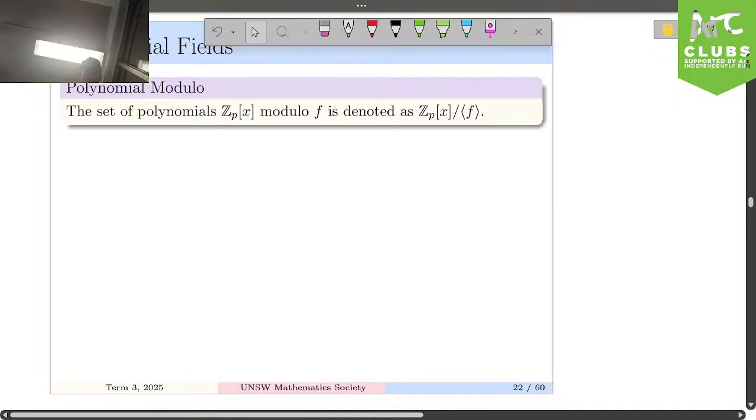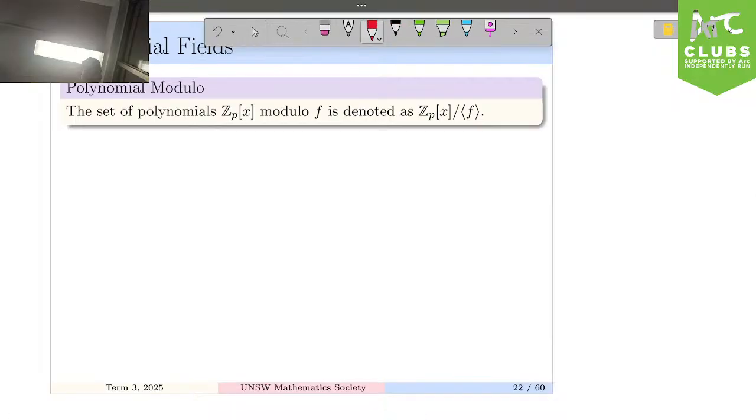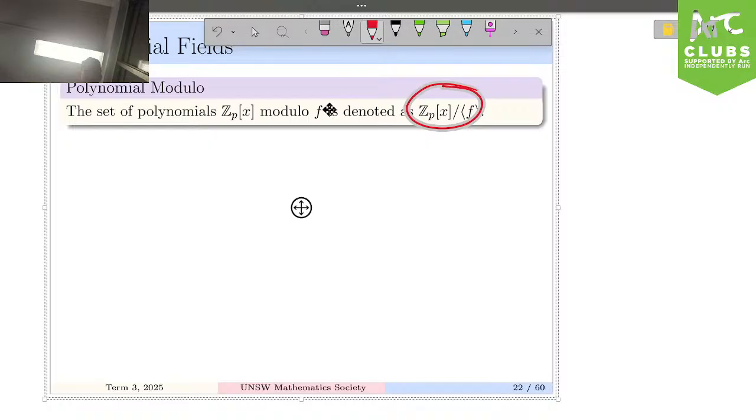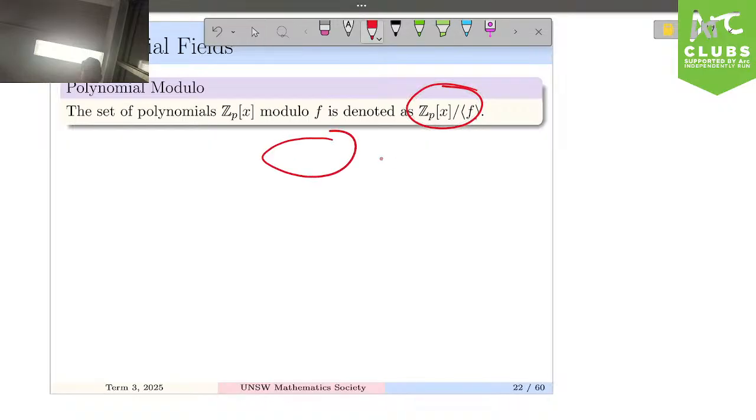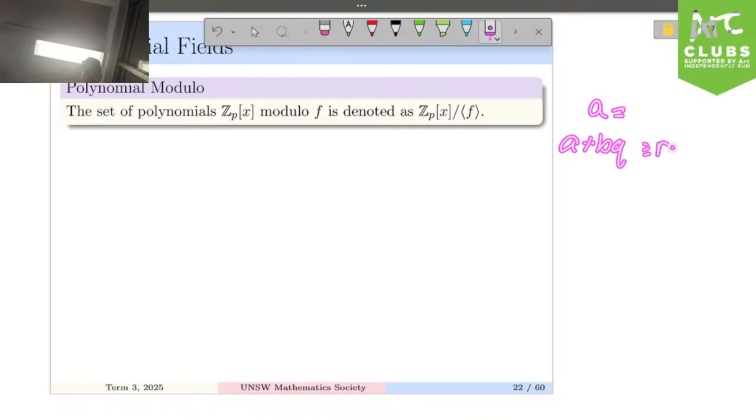All right, polynomial modulo. A set of polynomials, modulo f, is denoted like this. So what we're saying is, hey, we have our polynomials. Polynomials mod f. What that means is that we've subtracted off f as many times as we possibly could. Right? Remember when we said that a was equal to a plus bq was equivalent to r.